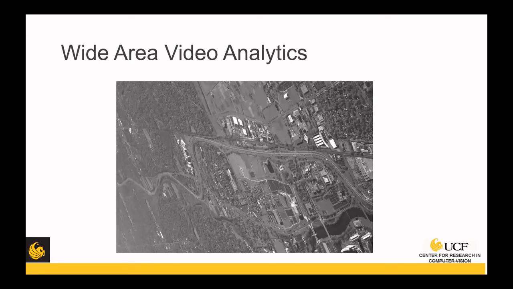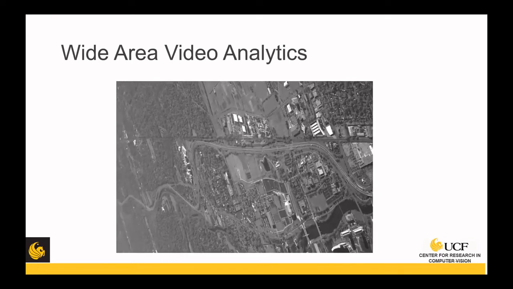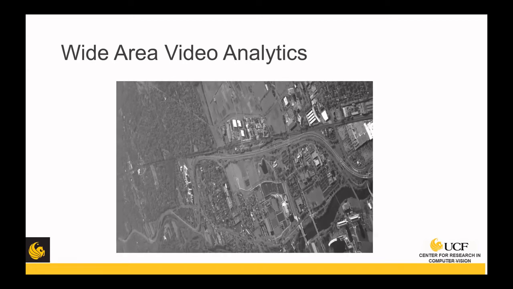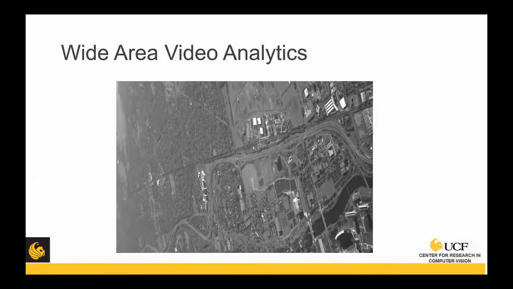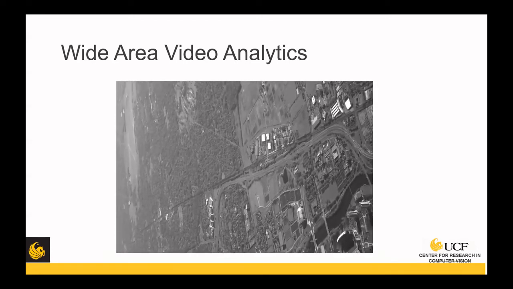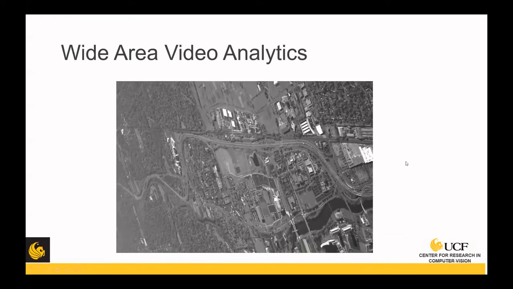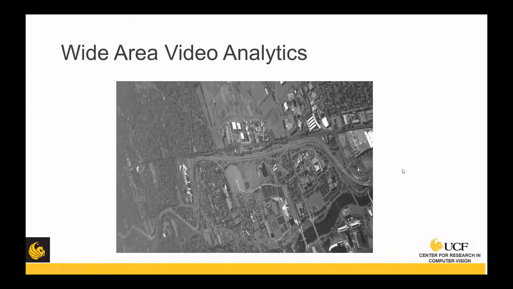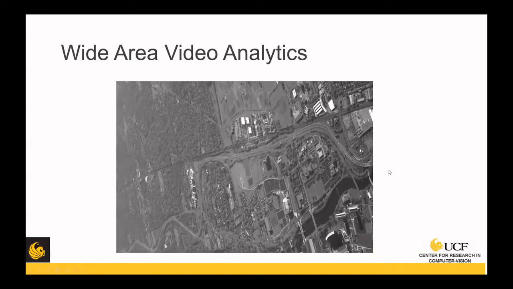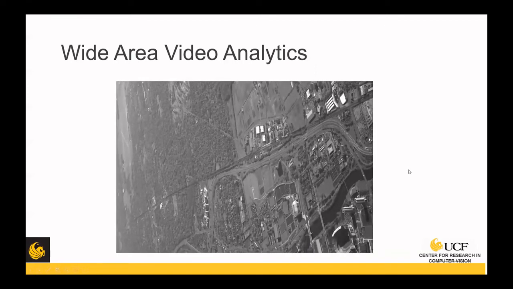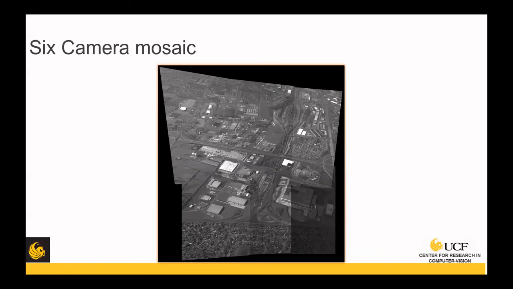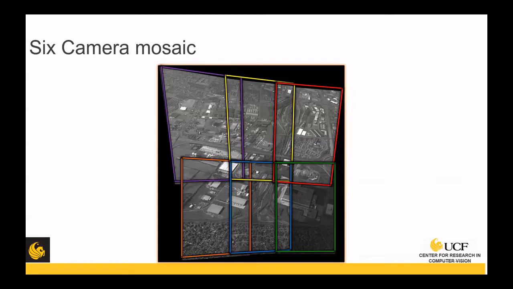So we look at this kind of video. This is called wide area video analytics, wide area motion imagery, WAMI. So this is actually a video in the Ohio State campus. So you can see there is a stadium, a football stadium somewhere around here. So this was actually captured by 6 cameras, that's called wide area like this.